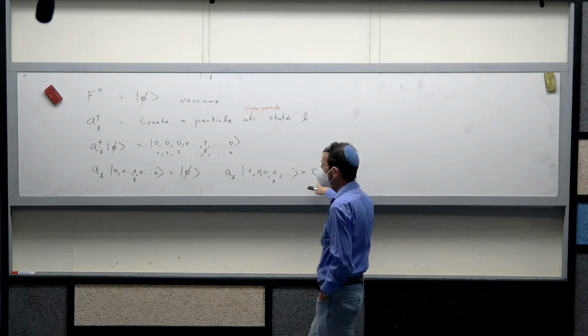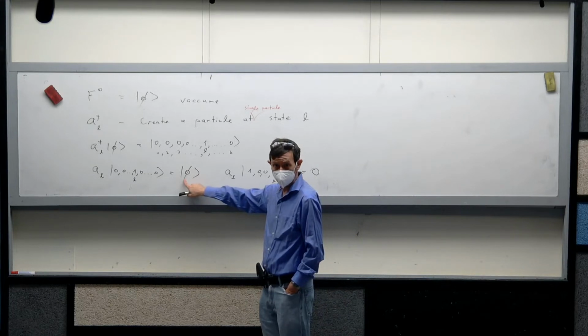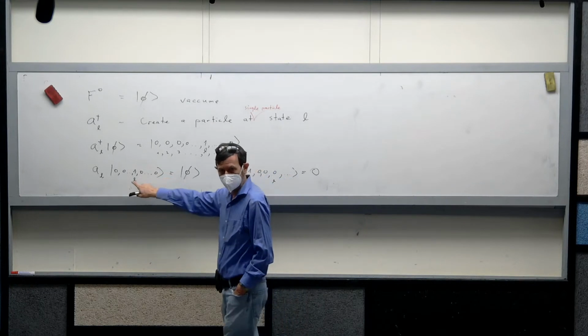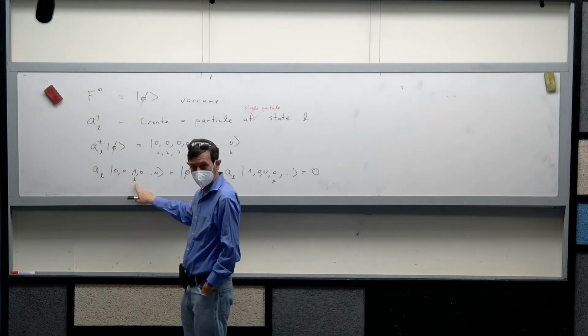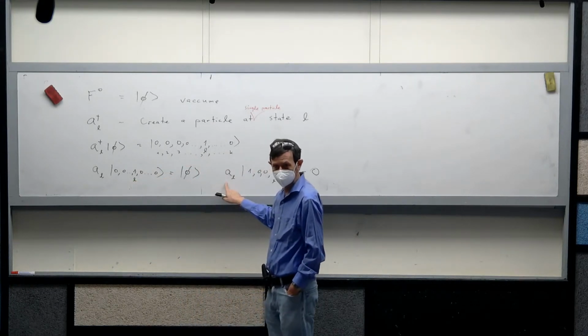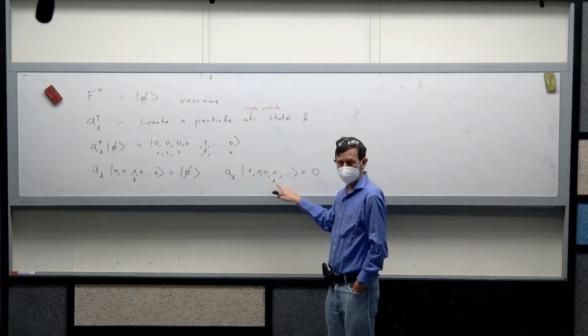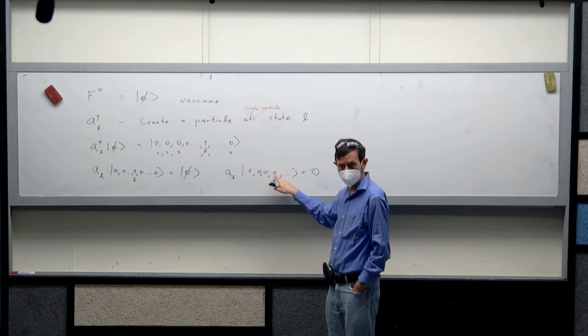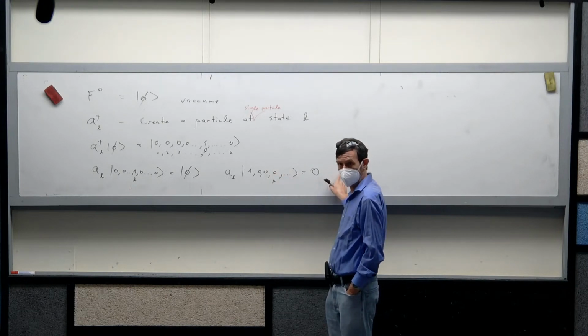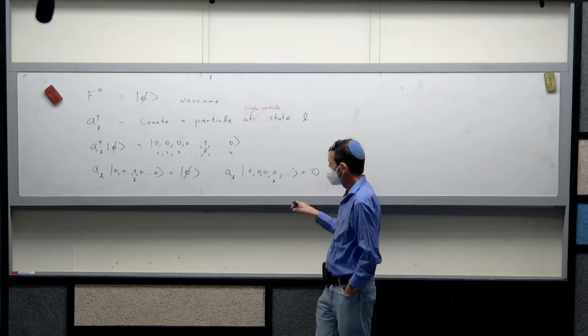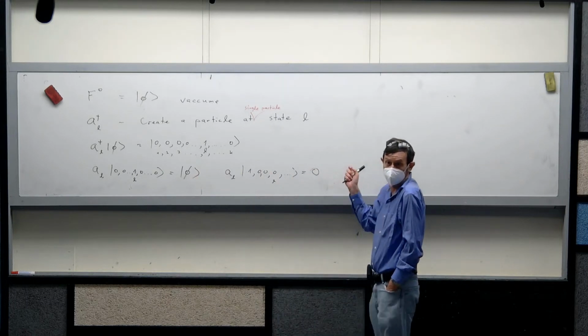Okay, these are not the same thing. Annihilating on state L where I had a particle, I go to the vacuum. Annihilating a state that didn't have anything there is just not defined, equal to 0. This is just 0.